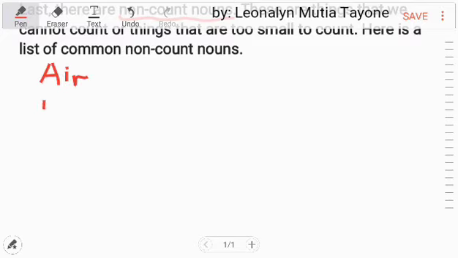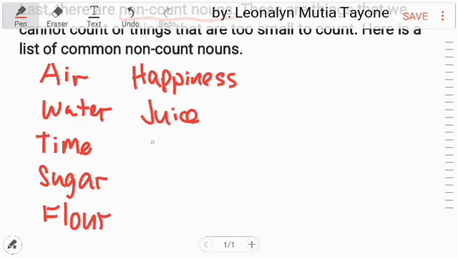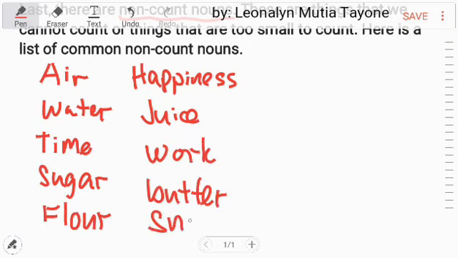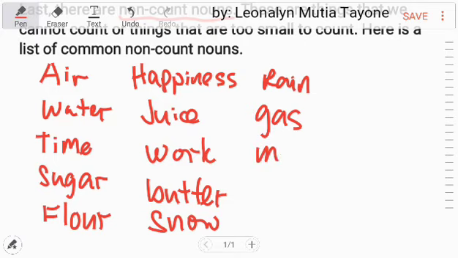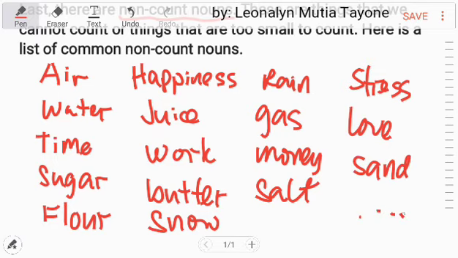Air, water, time, sugar. Include mo na dyan yung flower, happiness, juice, work, butter, snow. So, rain, gas, money, salt, stress, yung mga feelings, love, sand, etc.